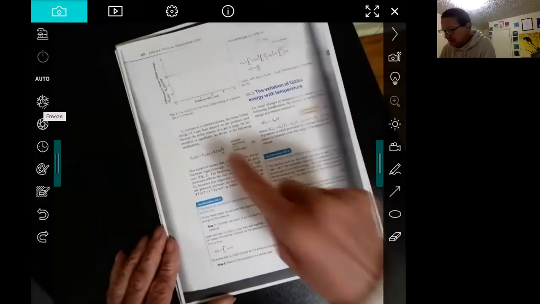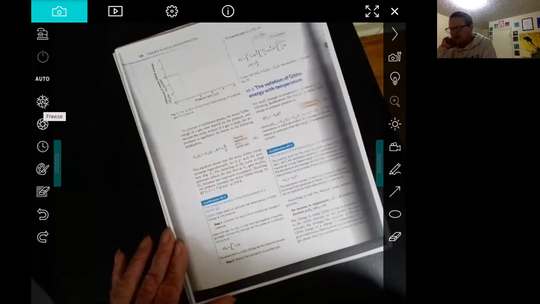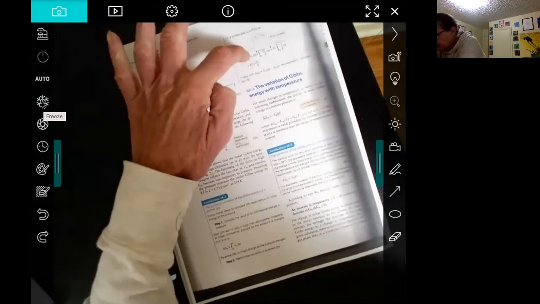And here's the equation I derived. I don't know why they had you use that equation and then they derive it for you. So they went through the derivation here.